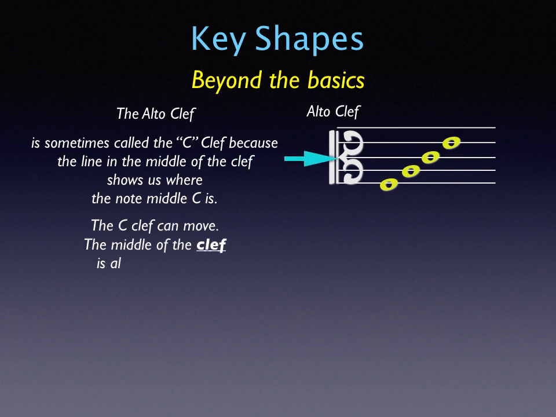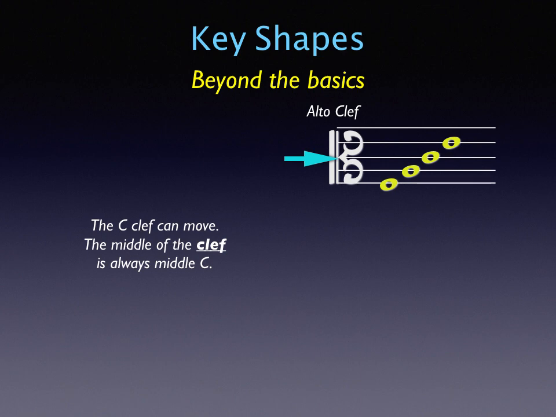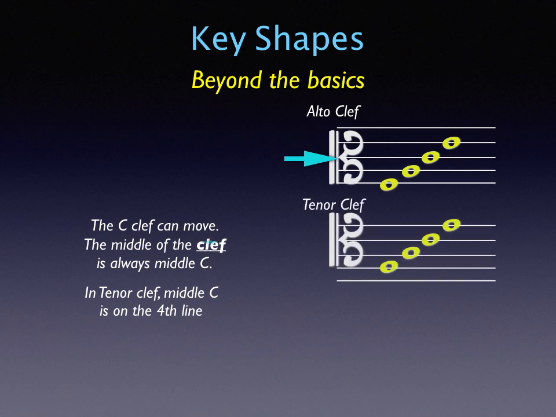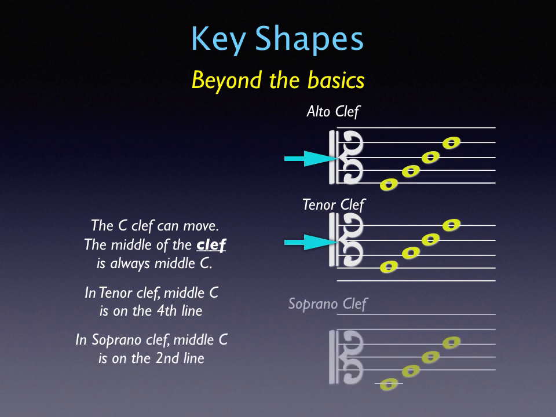The C clef can move. The middle of the C clef is always middle C. In the tenor clef, middle C is on the fourth line. In soprano clef, middle C is on the second line.